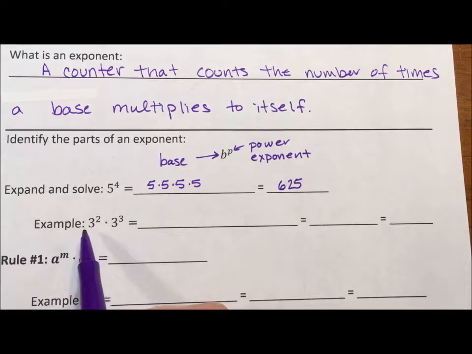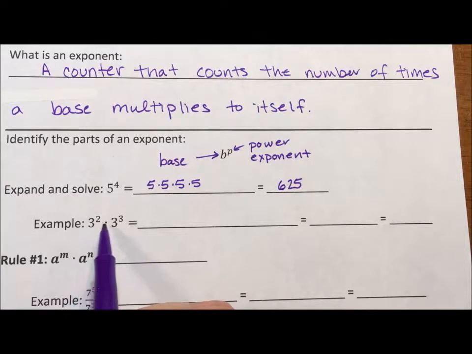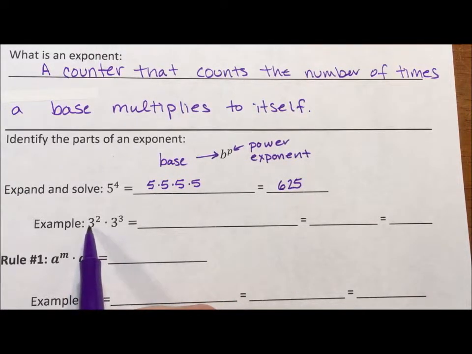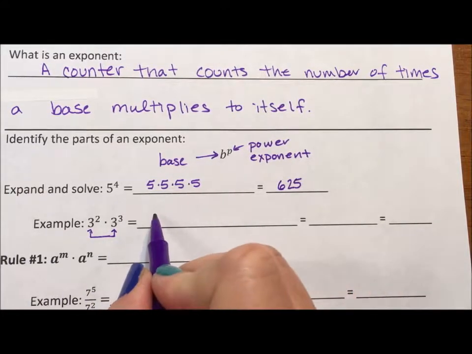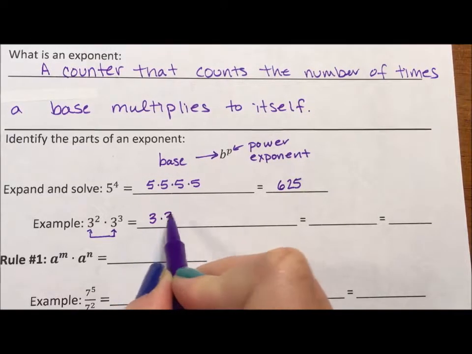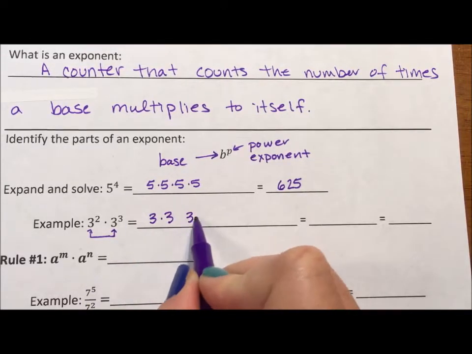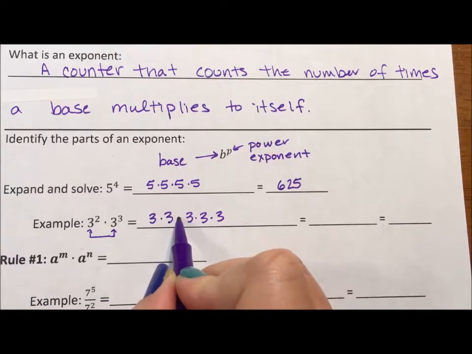Let's talk about some of the rules. The first one, and this is the one that students have the hardest time with. A lot of students want to say 3 squared times 3 cubed, and they want to multiply the 3's together and make it 9 to some exponent. But remember, it's all multiplying 3's. 3 squared is the same as 3 times 3. 3 cubed is the same as 3 times 3 times 3, and we're multiplying these together.